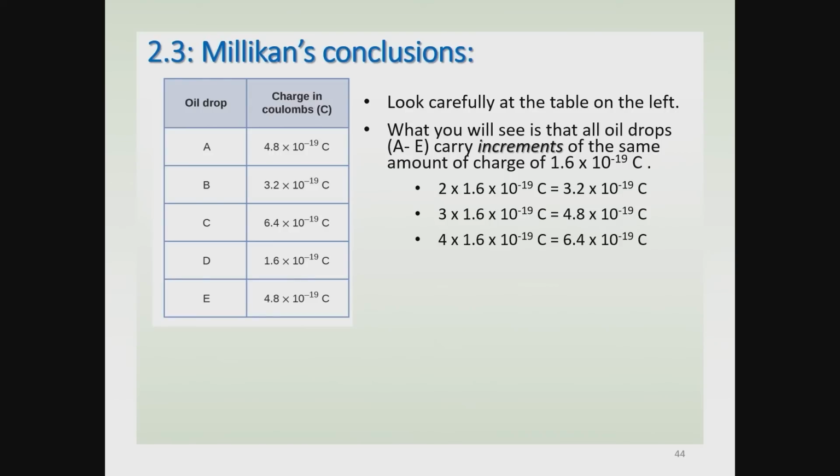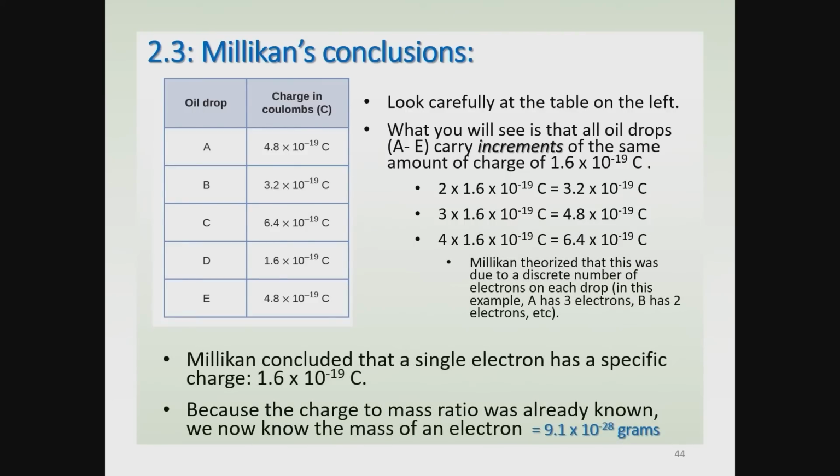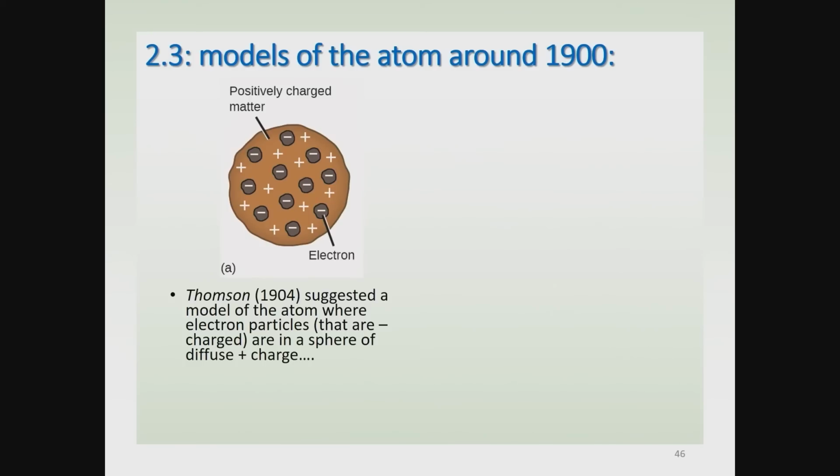And so this data suggests to him that the one fundamental particle that is imparting this level of charge is the electron. And the level of charge that one electron has is 1.6 times 10 to the negative 19 coulombs. And from this information, we already know from Thomson's experiment what the charge-to-mass ratio was. And so if we know the amount of charge and we know the charge-to-mass ratio, you can figure out the mass of the electron, and it turned out to be 9.1 times 10 to the negative 28 grams. So at this point, we have two pieces of data that suggest that electrons are particles.